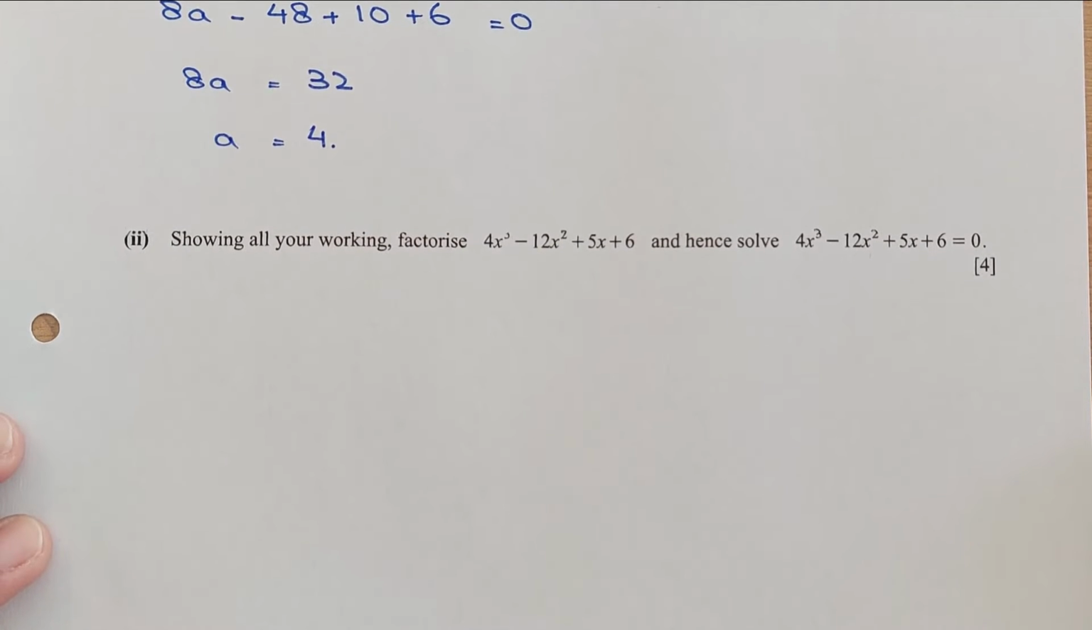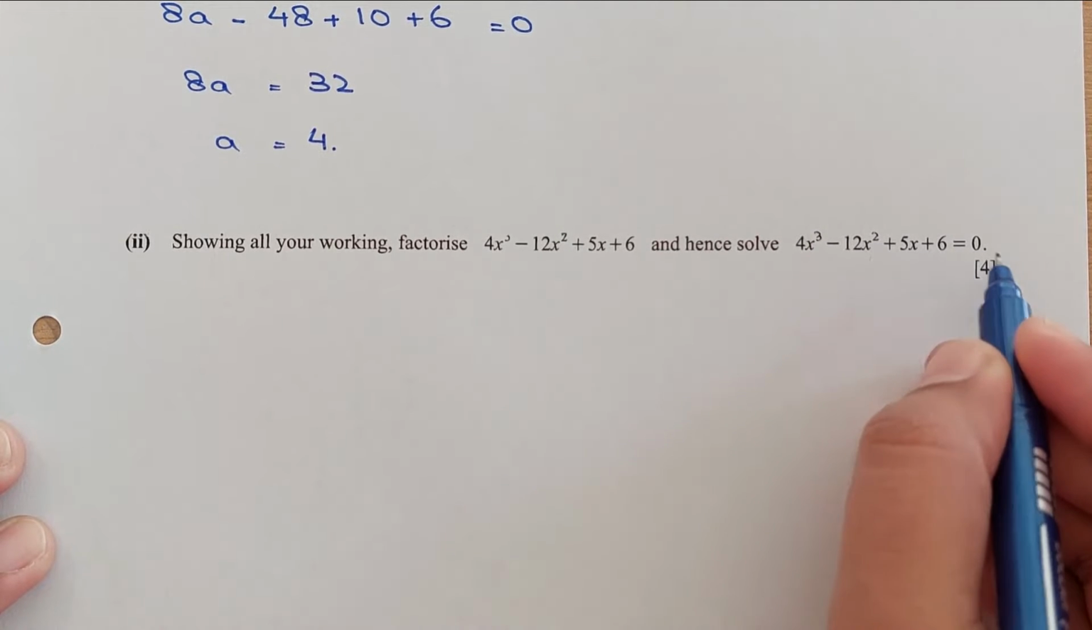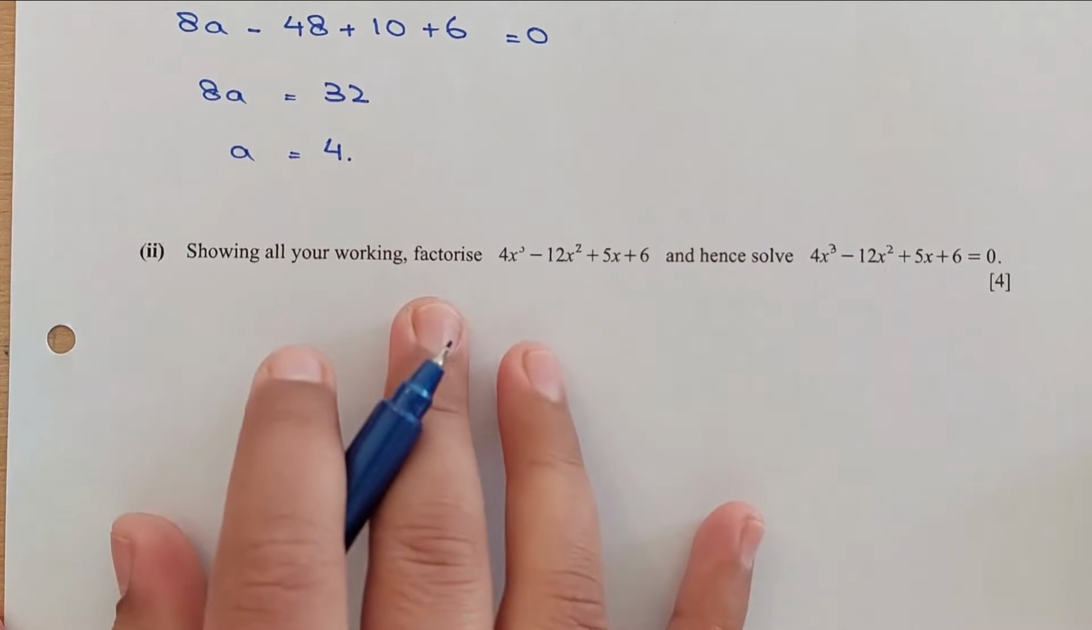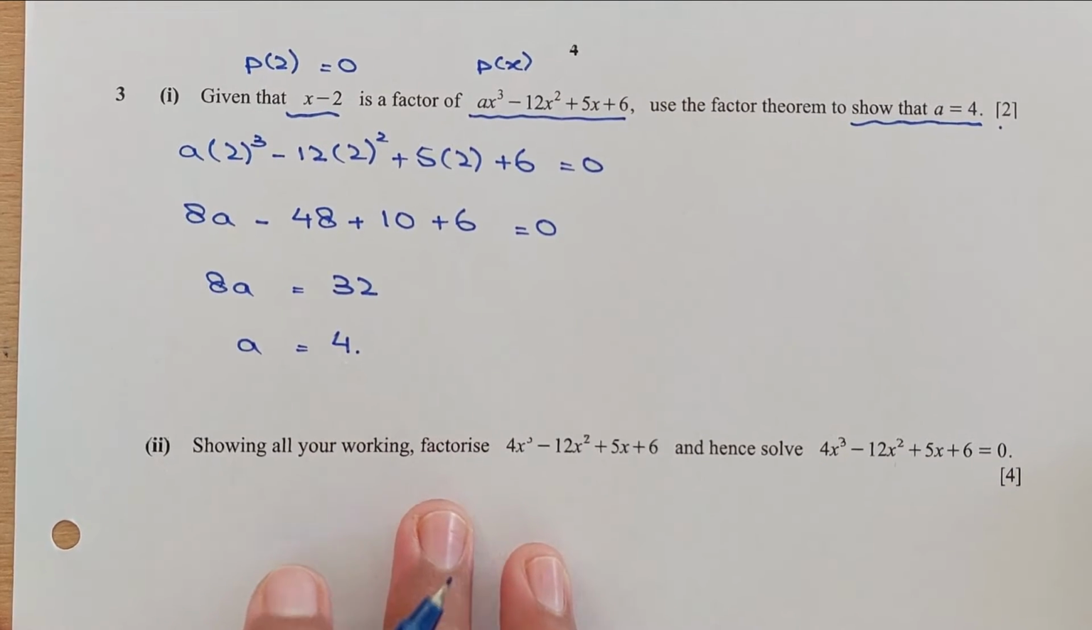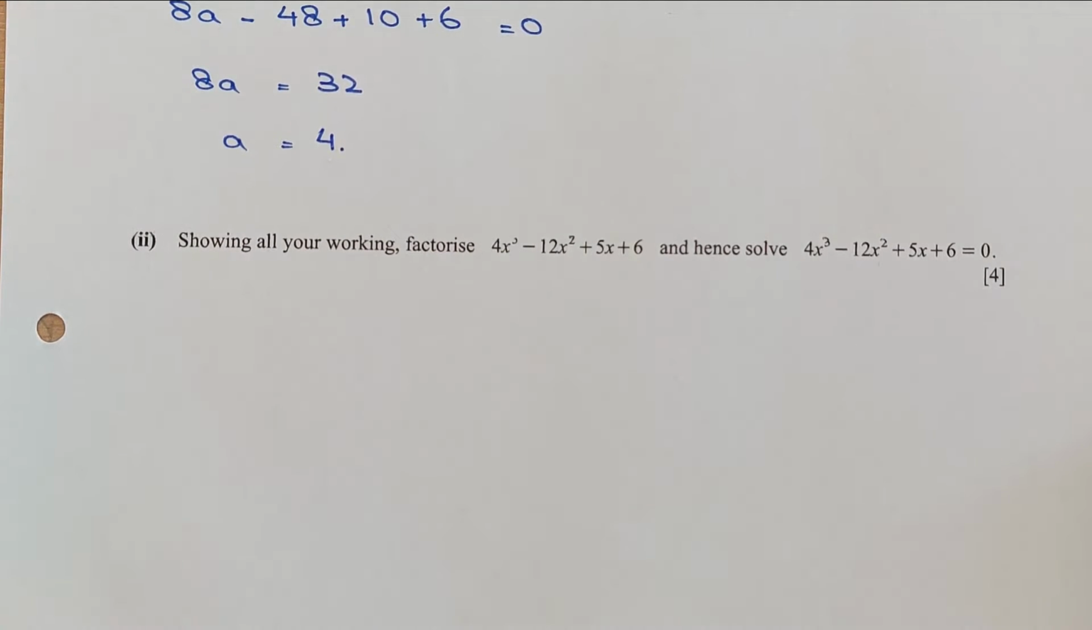Now for the second part, showing all your working, factorize this polynomial and hence solve when this is equal to 0, right? We have to factorize it when the a value is equal to 4. Now from the first part, we have been given the information that x minus 2 is its factor. So let me use the synthetic division method here. Okay.